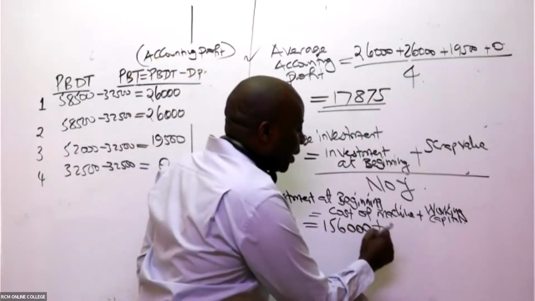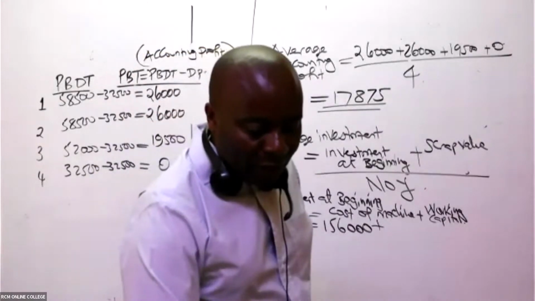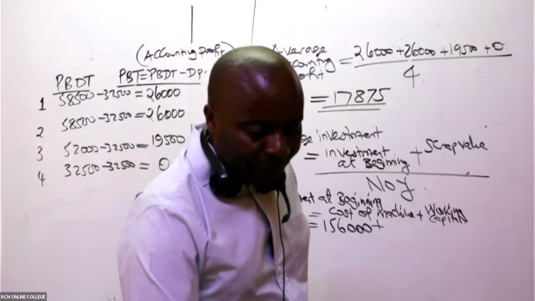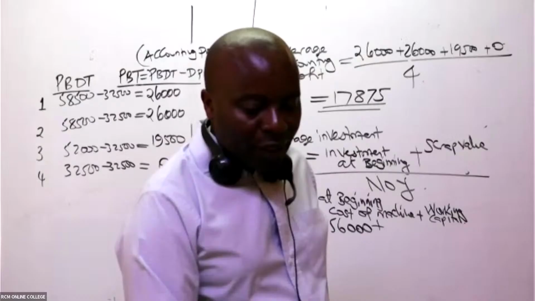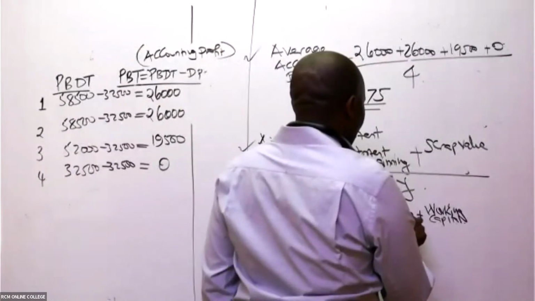Have they given us, in this case here, any investment in working capital? So you can see here, the additional investment in working capital is 19,500. So in this case, it will be 156,000 plus 19,500.